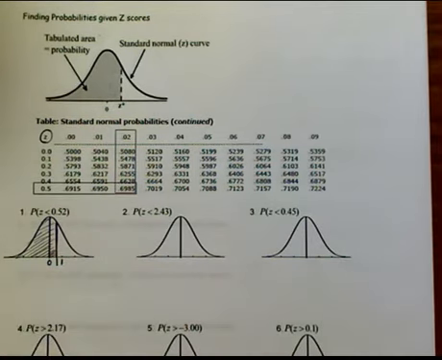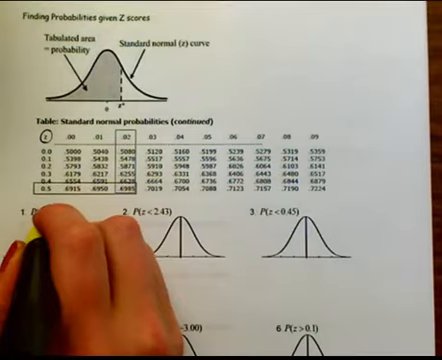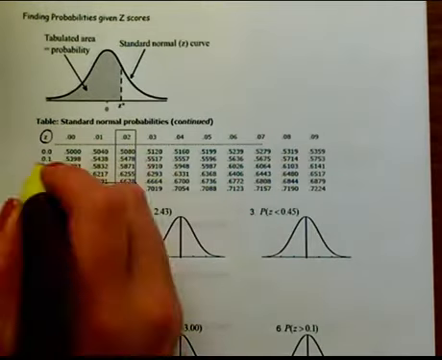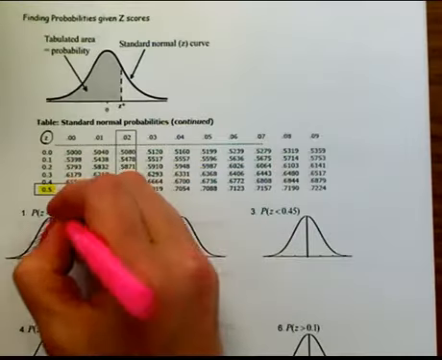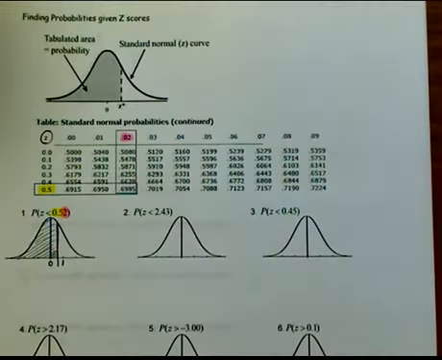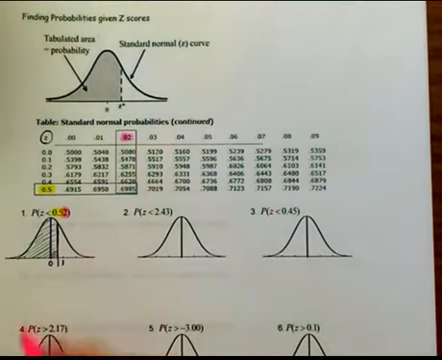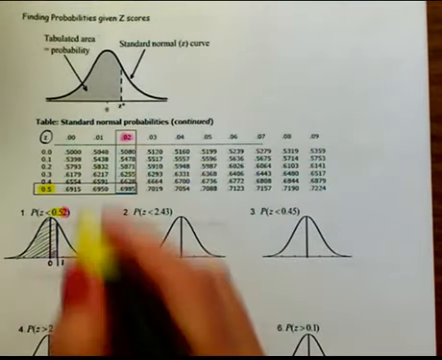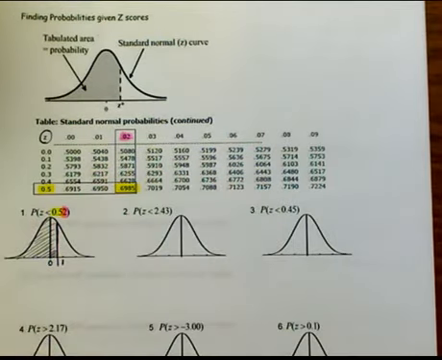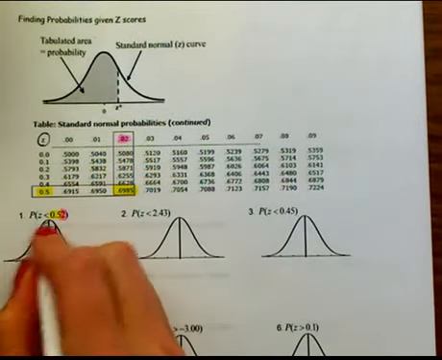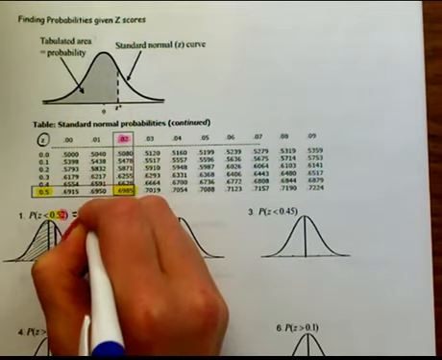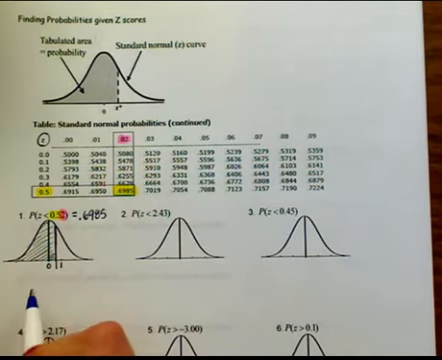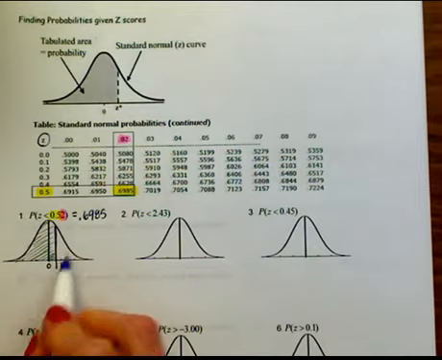Okay, I'm going to look up my first 2 digits, 0.5. And then I'm going to look up my last digit, 0.02. And then I'm going to follow this over and I'm going to read the number where they intersect. That means that this shaded area right here equals 0.6985, which makes sense because it's more than 50 and less than 84.